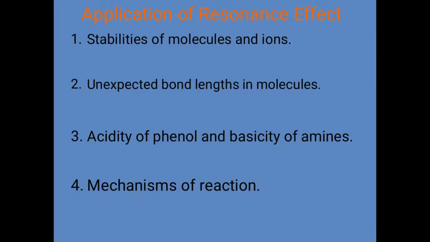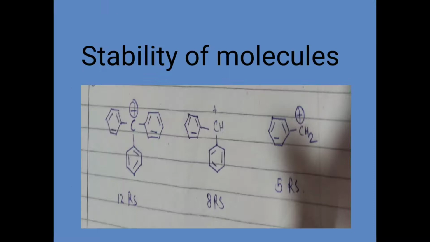First, stability of molecules and ions. We can use resonance effect for calculating stability of molecule. In these three structures, first, second and third. The first structure shows 12 resonance structures, the second structure shows 8 resonance structures, and the third one shows 5 resonance structures.